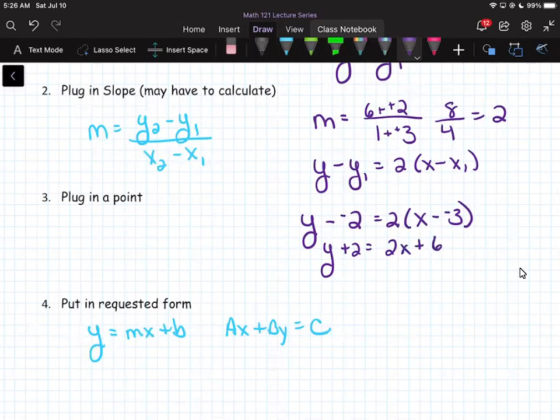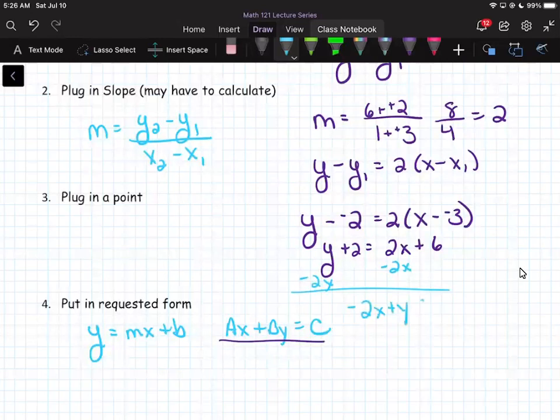And then we are asked to put it in standard form, which tells me I need my x and y on the same side. So I'm therefore going to subtract my 2x from both sides, leaving me with -2x plus y plus 2 equals 6. But then I need to get my constants all on one side. And so my final answer is -2x plus y equals 4.